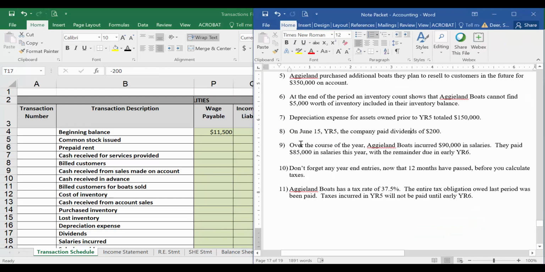Let's look at transaction 9. It says, over the course of the year, Aggieland Boats incurred $90,000 in salaries. They paid $85,000 in salaries this year, with the remainder due in early year 6, early next year. All right, there's two things we need to record here. First, let's record that $90,000. It says we recorded $90,000 in salaries. So I want to record salaries expense of $90,000.